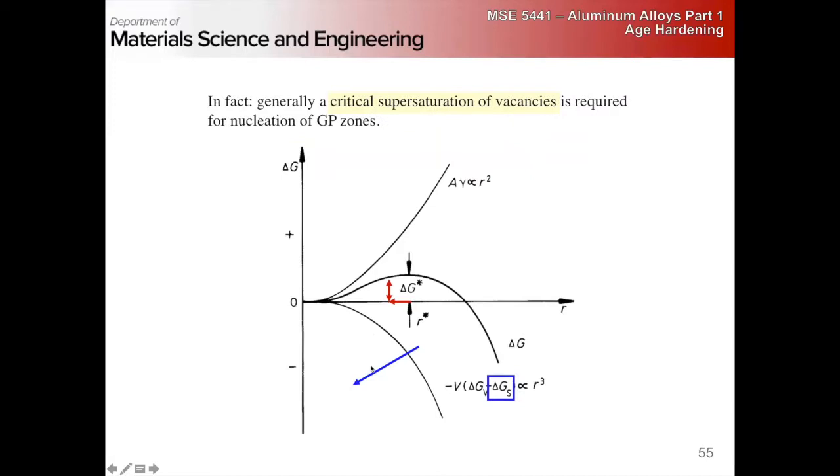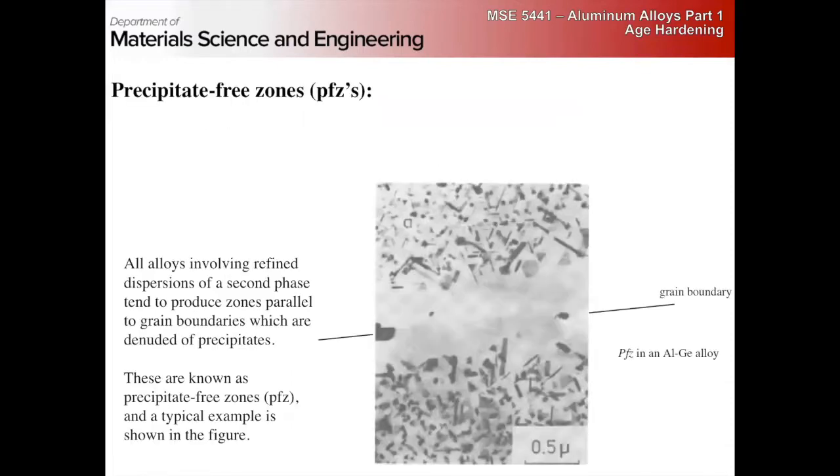And if we look at the effect of the strain term, it's going to pull this line here, meaning that our activation energy for nucleation is going to shrink and our R star is going to get smaller, because we can accommodate some of the elastic distortion with the presence of additional vacancies.